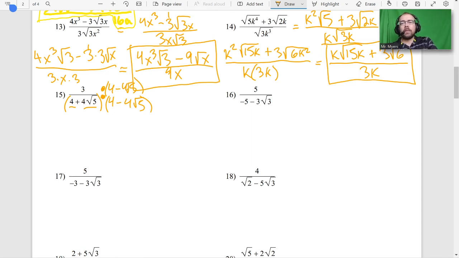So we're going to go ahead and do that because there's not really anything to simplify. So when we multiply those out, here's what happens. You do FOIL: first, outer, inner, last.